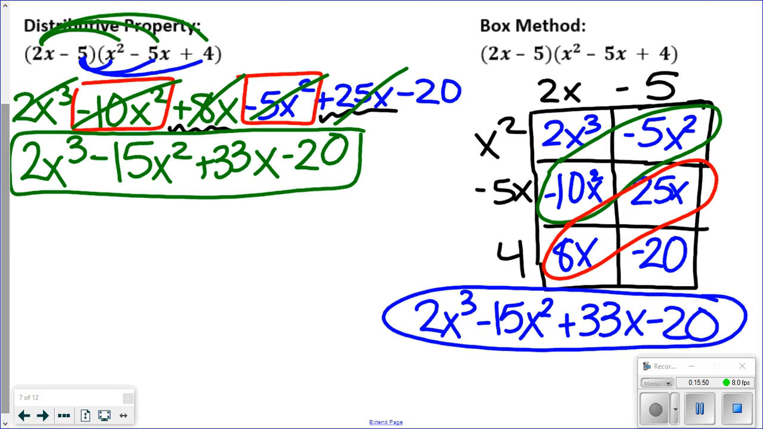So you get to decide, again, for these types of questions when we have a 2 by 3, if you want to use the box method or the distributive property. It's your choice.